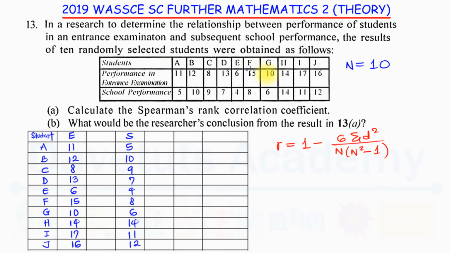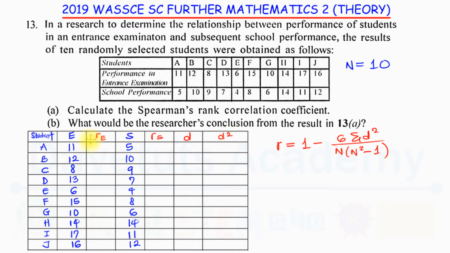This is what our table looks like. We have tabulated the students, the performance in the entrance exam in the second column, and the performance in the school exam in the fourth column. Now we need to rank the performance in the entrance examination and in the school examination. Then we'll find the difference between the two, which will be our deviation. Then we can find the square of the deviation, which we can sum to use in this equation.